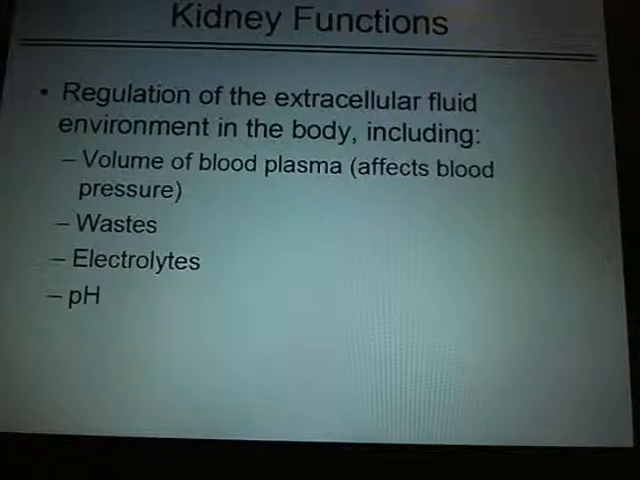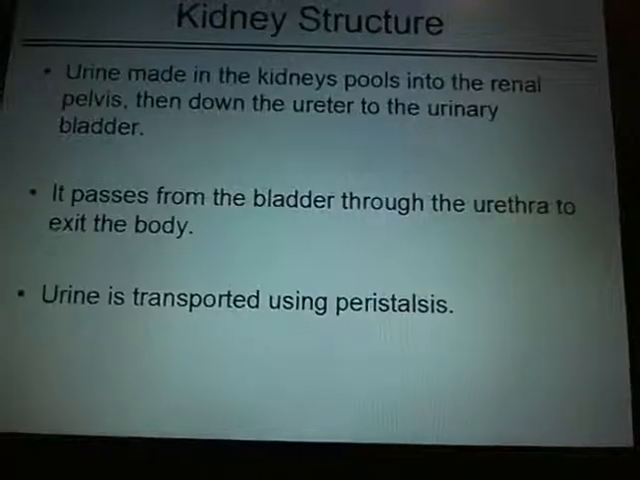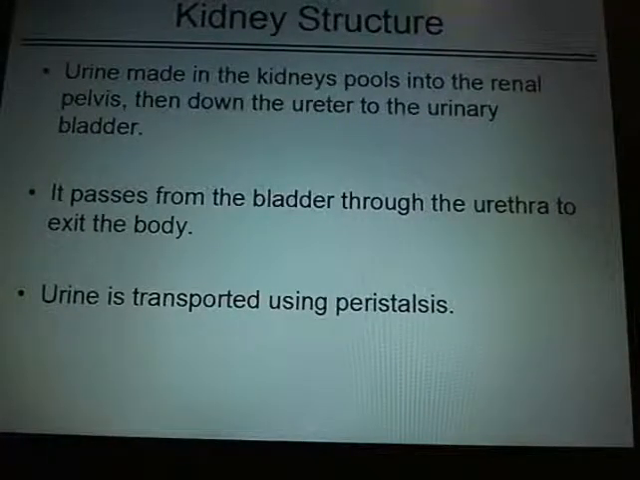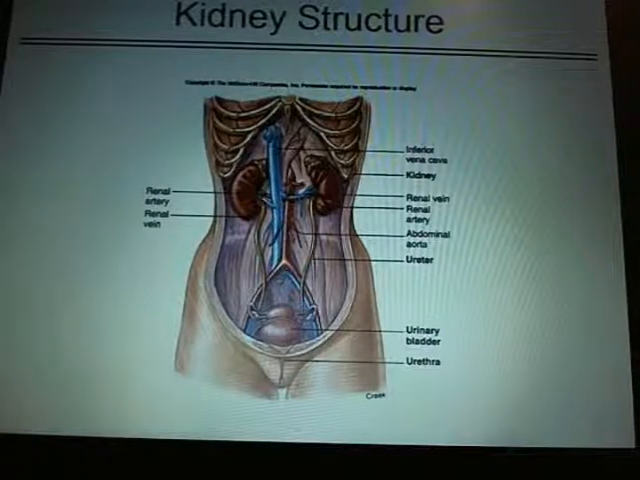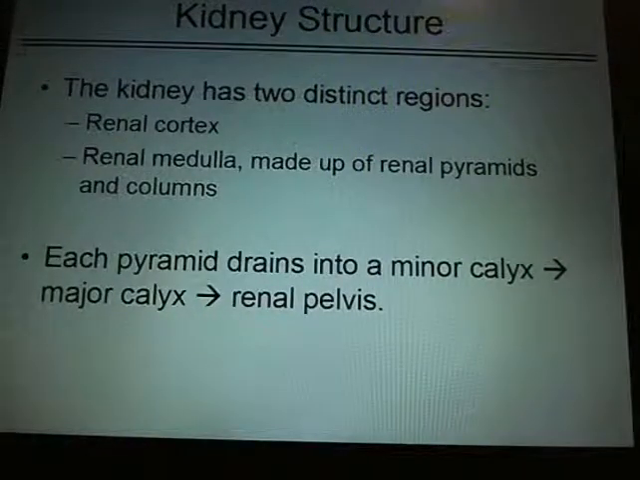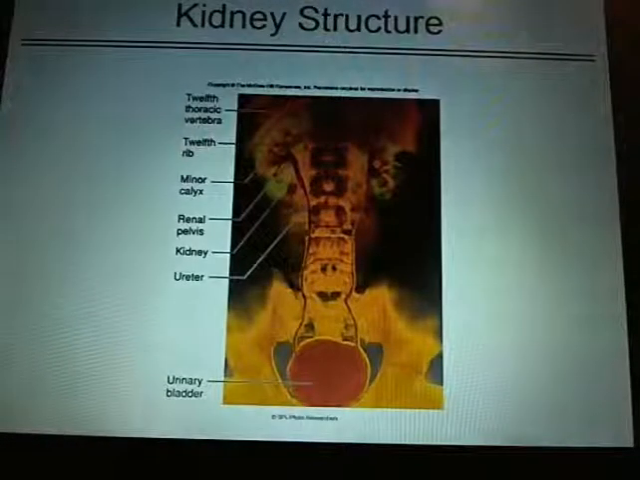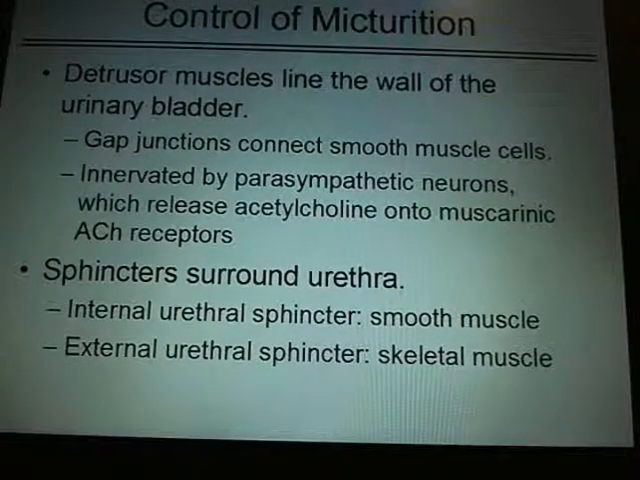Kidney function: regulation of extracellular fluid, blood volume, waste, electrolytes, pH. Urine is made in the renal pelvis, down the ureter to the bladder, through the bladder, through the urethra, and exits the body. There's a kidney structure with two distinct regions, the renal cortex and the medulla. The medulla is made up of the pyramids and columns. Each pyramid drains into a minor calyx, major calyx, renal pelvis. Micturition is the ability to urinate when you want to, and we're not going to go into that.